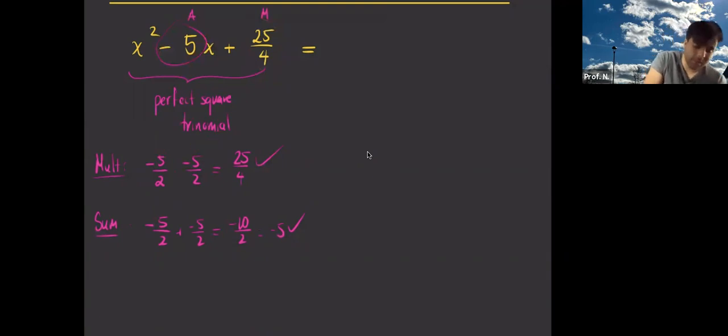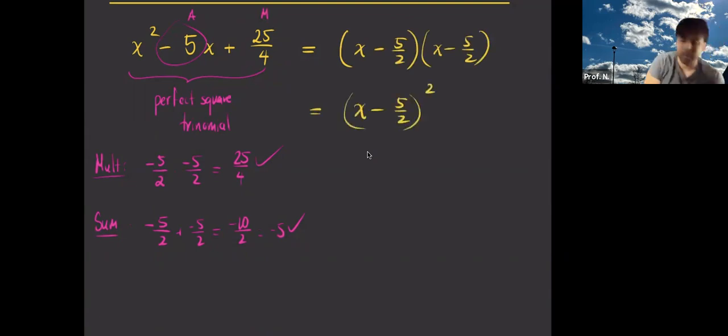So that means I can write it like this. Look, x minus 5 halves multiplied by x minus 5 halves. But that is really x minus 5 over 2 squared. In the very step that we did when we divided by 2 and we squared it, that number, that -5 over 2, is precisely the number we put into our factor. So in a way, we should already know the result.